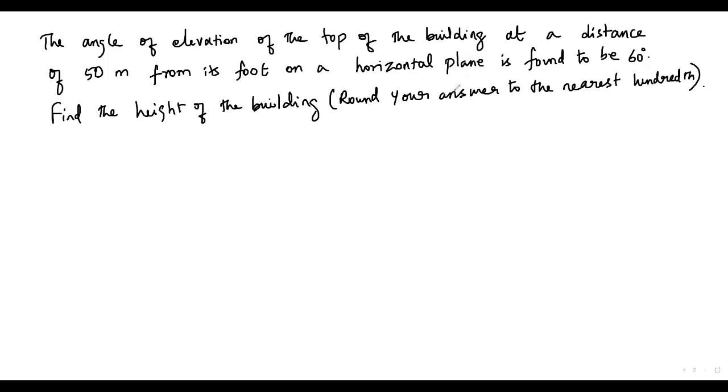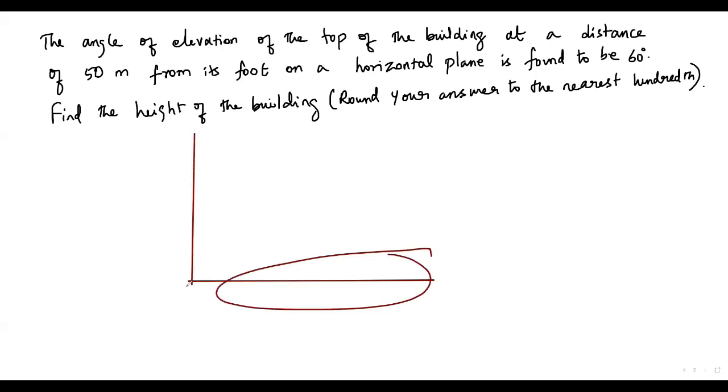Okay, so to answer this question, first let's fix a graph for the given information. So we have a horizontal plane. Let me draw a horizontal plane. So this is a horizontal plane, and let me draw a vertical line which represents the height of the building. Since this line is vertical and this one is horizontal, the angle over here must be a right angle, that is 90 degree.